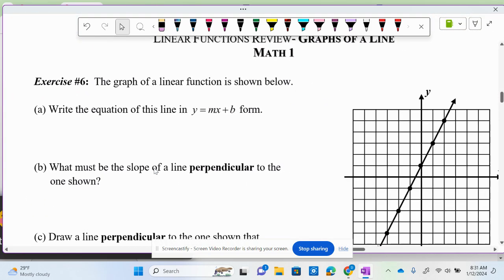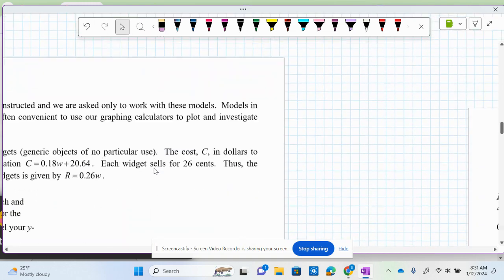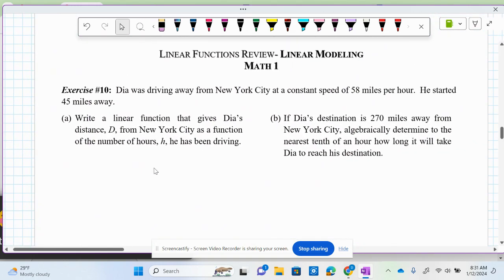All right. So we're going to talk about graphs of lines. Oh, we've already done that. Hang on a second. I need to get to the right spot. We're talking about linear modeling, and we're only going to do 2 of these examples.